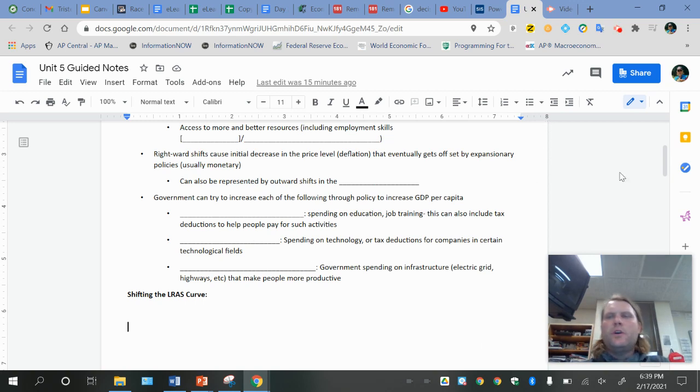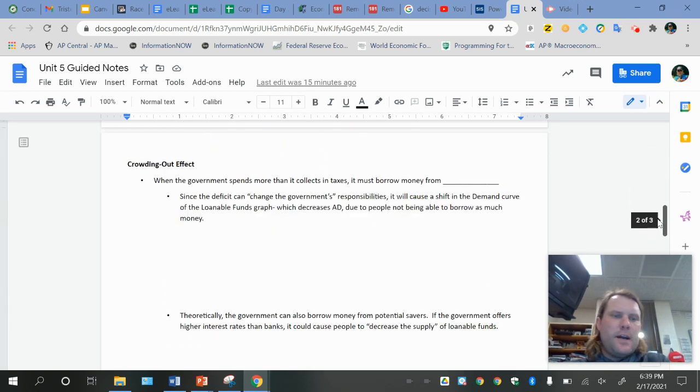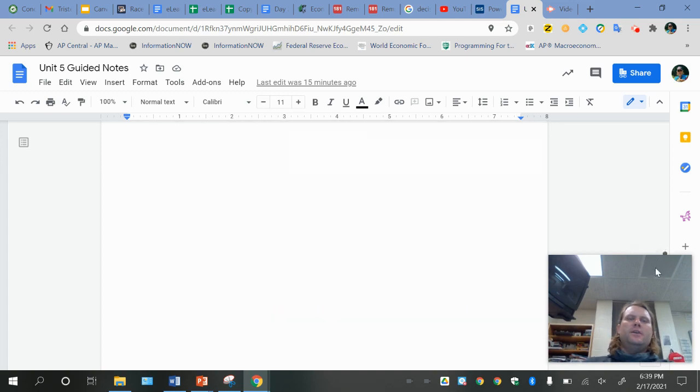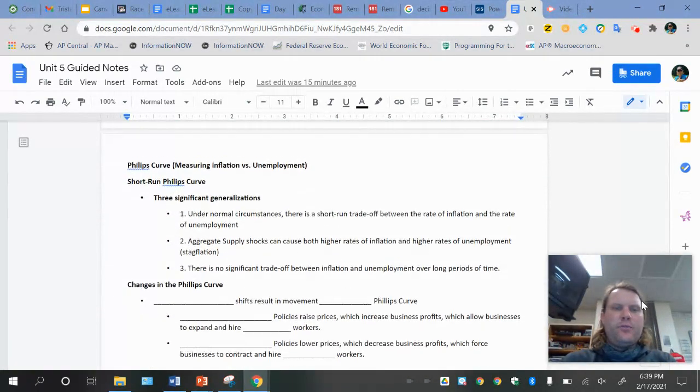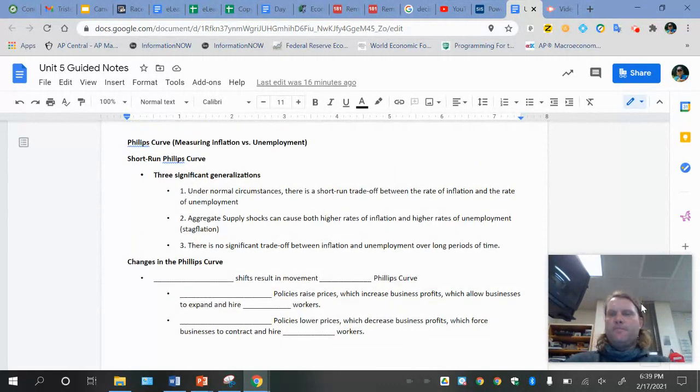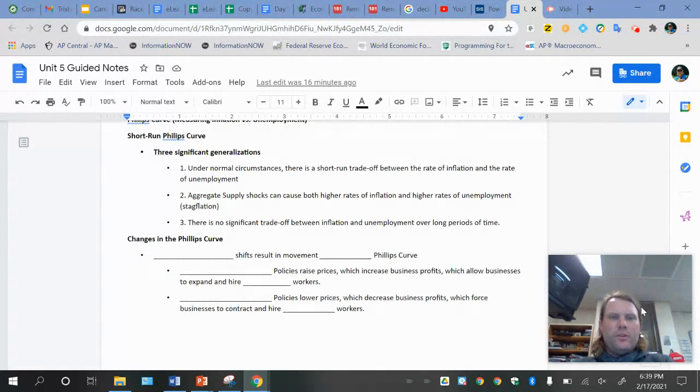Hi, AP students. We are going to talk about a new graph today referred to as the Phillips curve. So you're on your Unit 5 guided notes, kind of down on page 3 here. I separated the previous section with this stuff.